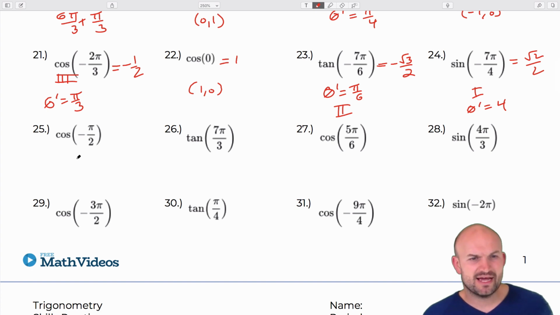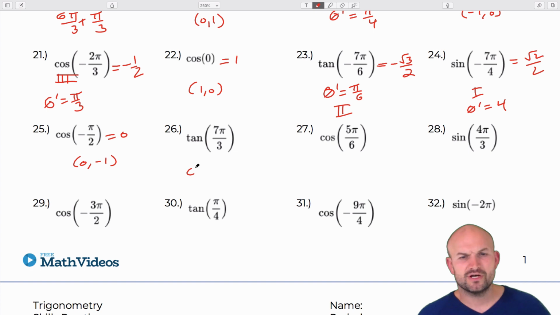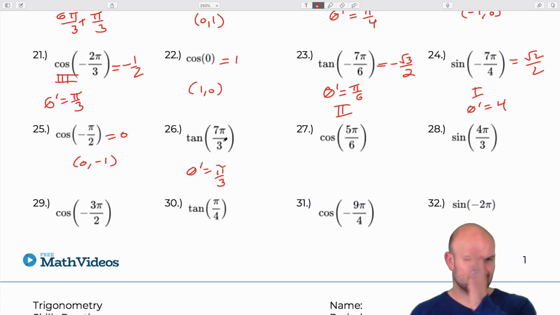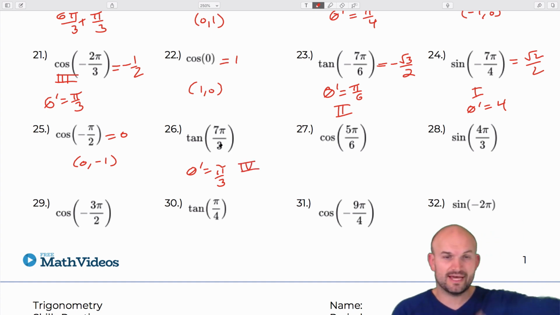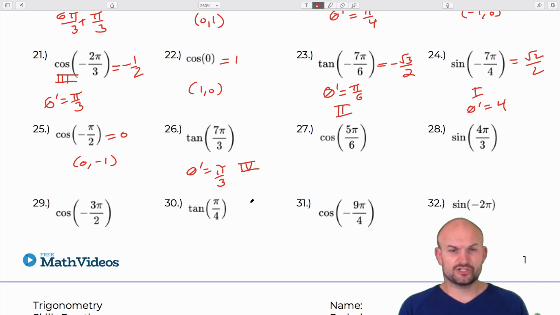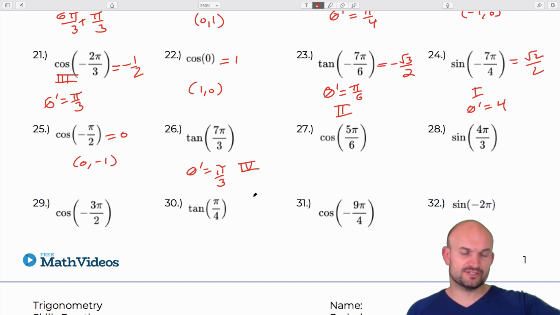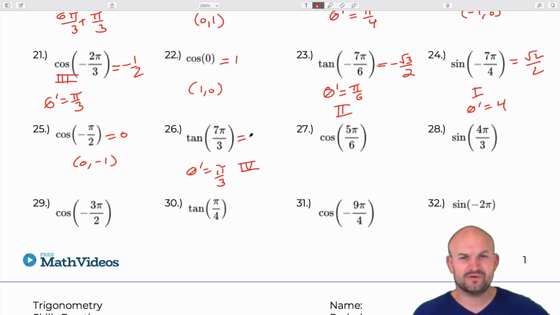So cosine of negative pi halves, that's going to be at 0, negative 1, so the cosine is 0. So here I have pi over 3 as my reference angle. 7 pi over 3 is going to be in the fourth quadrant. The whole revolution is 6 pi over 3, so it's an extra pi over 3, so that's why it's in the fourth quadrant, and the tangent of pi over 3 is, so that's a negative, and that's going to be negative square root of 3.